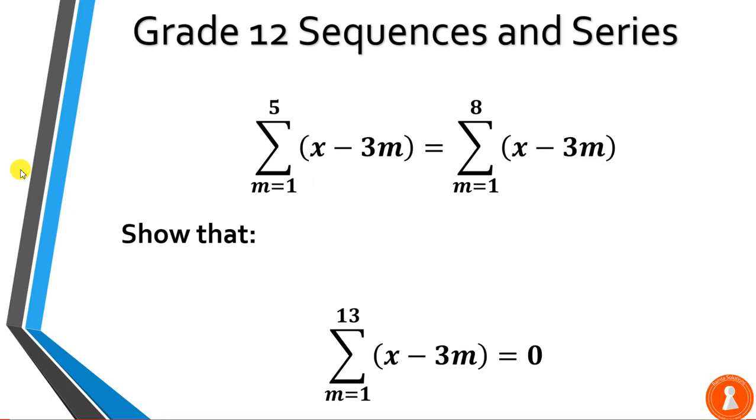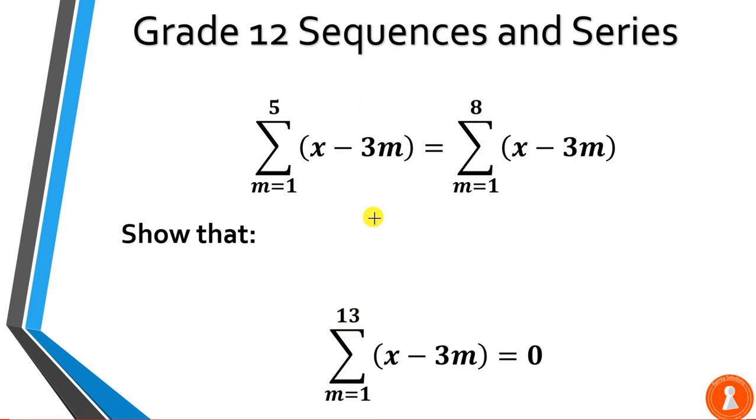Today, as you look at your examples or your problems, we're looking at the grade 12 sequences and series. We're looking at the problem that says the sum of x minus 3m from m equals 1 to m equals 5 is equal to the sum of x minus 3m from m equals 1 to 8. However, we must show that the sum of x minus 3m from m equals 1 to m equals 13 is equal to 0.